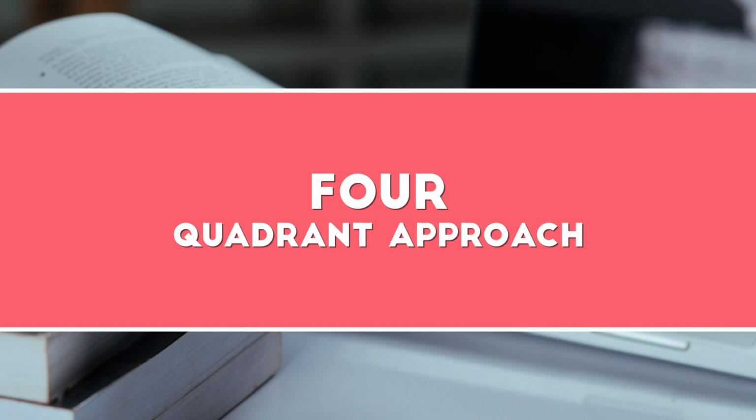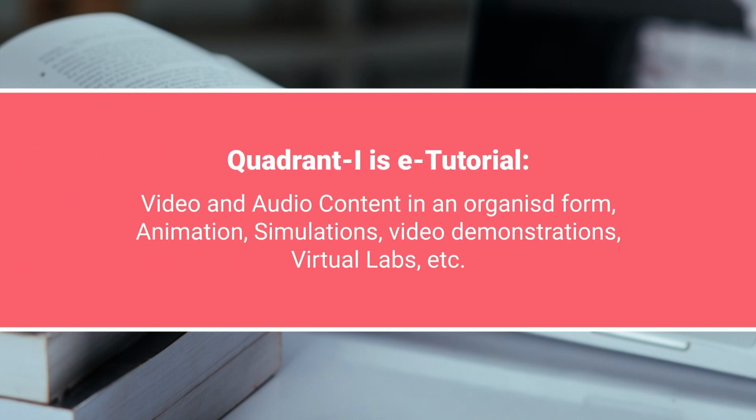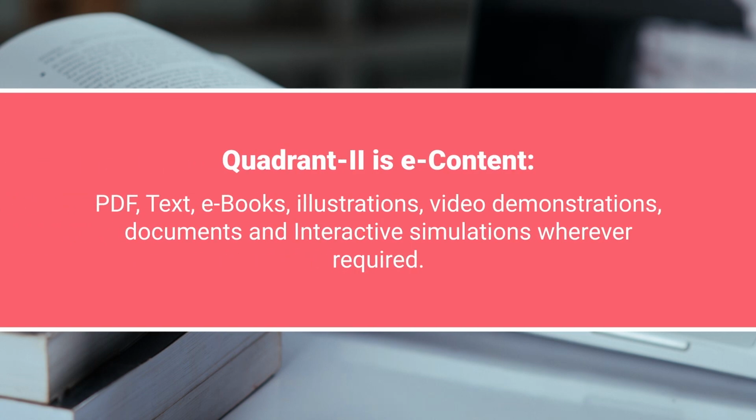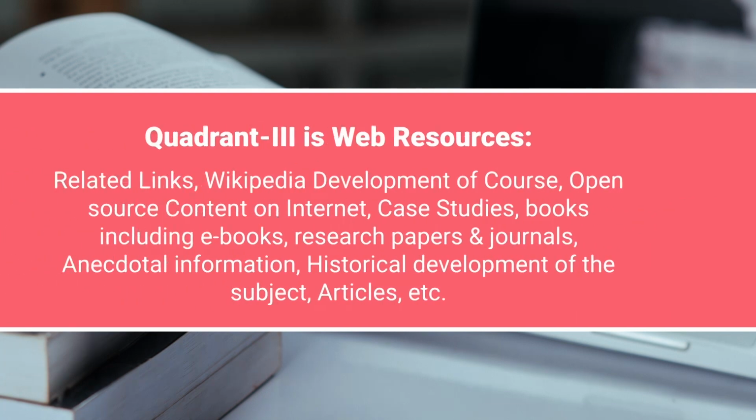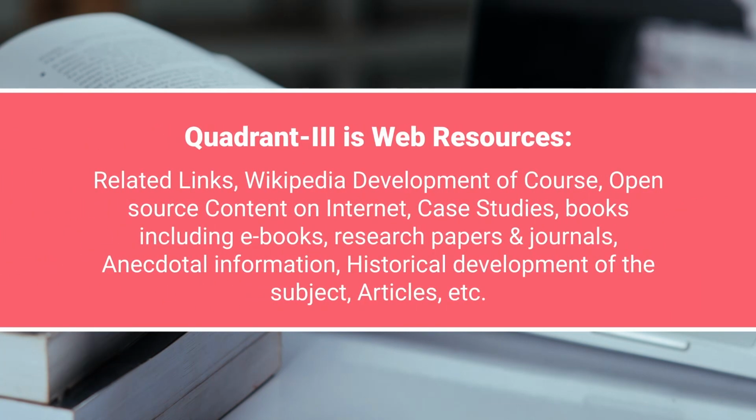So in the 4-quadrant approach, the first quadrant is a tutorial, the videos and audio content in an organized form, animation, simulation, and all these are possible. The second part of that is the content. It could be a PDF file, a text or ebook or HTML, web-linked resources, and so on and so forth. Quadrant 3, the compulsory part, 1, 2, 3, is web resources, related links, Wikipedia, YouTube, any resource on open education resources, and video, audio, text, animation, all kinds of teaching learning resources that are available today.